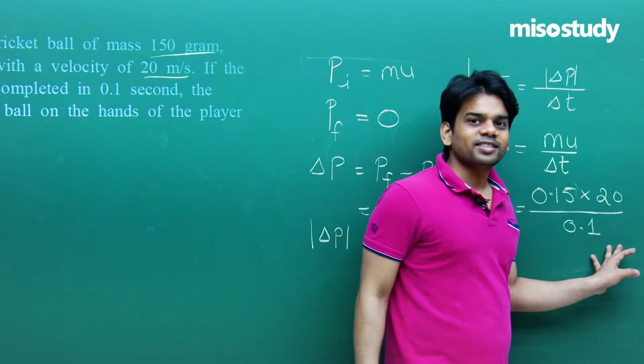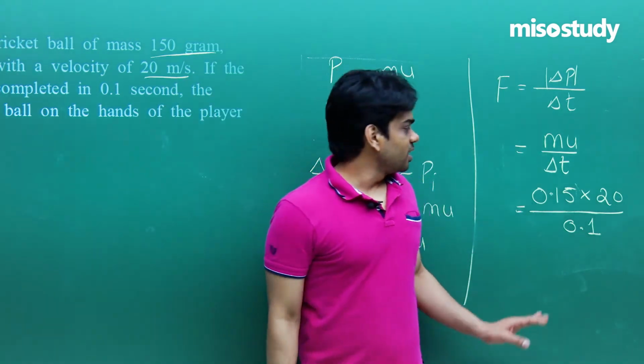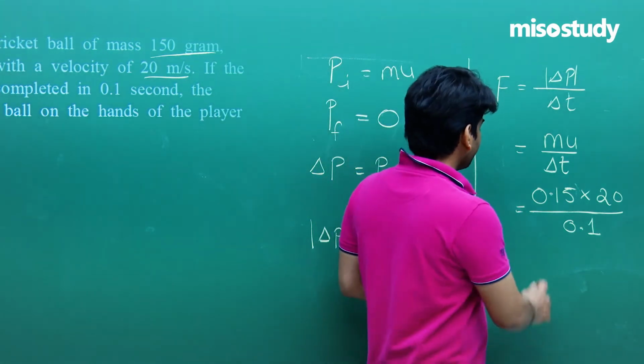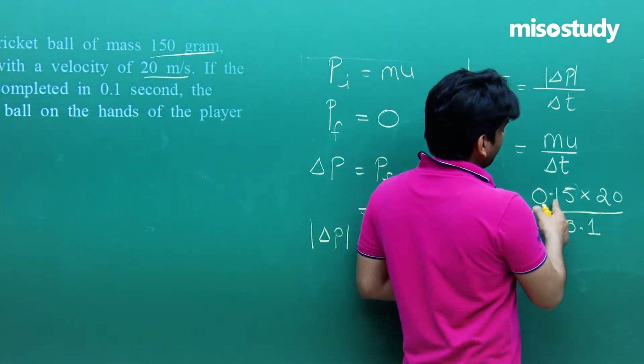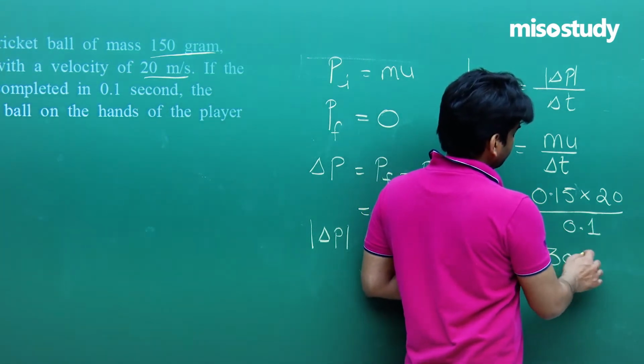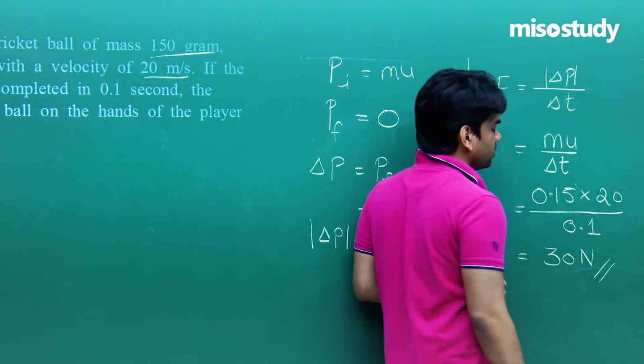All the units are in SI units. See, speed is 20 meter per second. Let's try to solve this. This will approximately be, if I just remove this, 200. Now 15 into 30, so 30 Newton. This is what we observe.